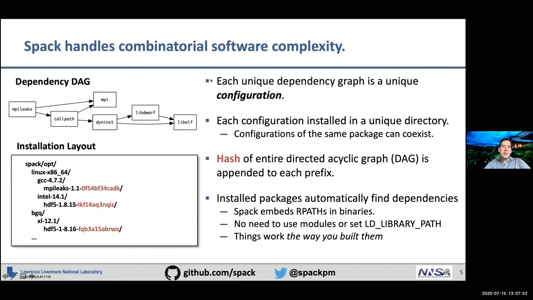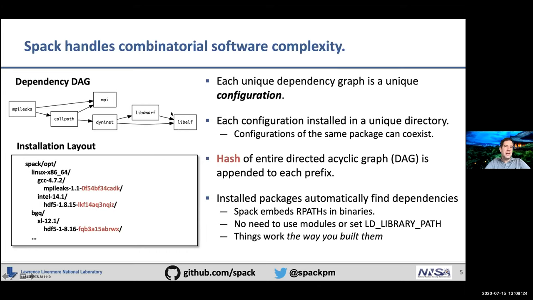Spack handles combinatorial complexity. So if you build a template like this, you may want to build lots of different versions of your package. And essentially in Spack, every unique graph, every configuration of the package, is a unique configuration, which maps to a unique installation. So if your software looks like this, and this is MPILeaks, it depends on CallPath and MPI. CallPath depends on the Dyninst library, which depends on libdwarf, which depends on libelf, and so on. Every different configuration of any of these packages means that MPILeaks will have a different installation.